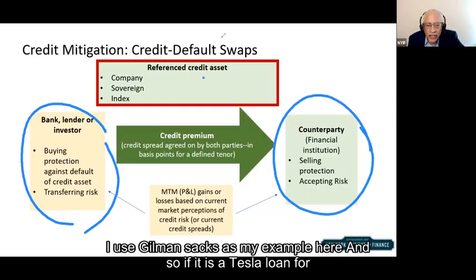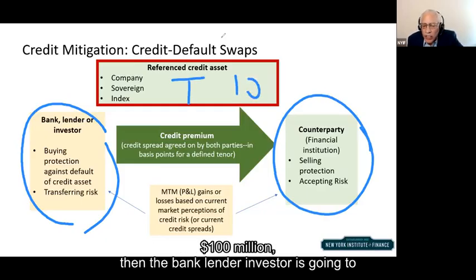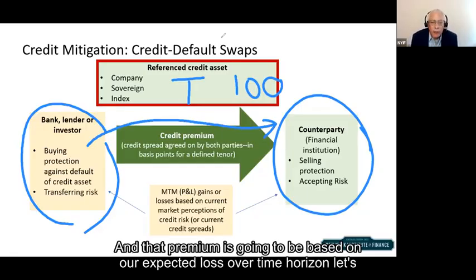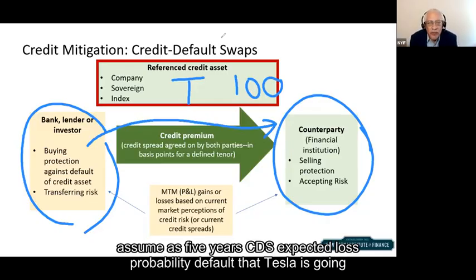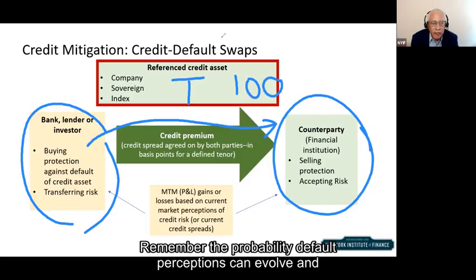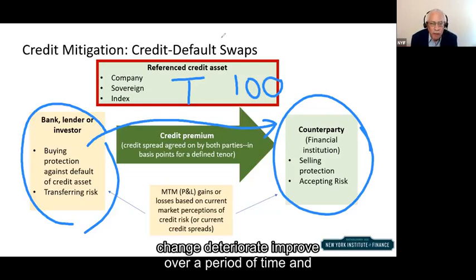And so if it is a Tesla loan for $100 million, then the bank lender or investor is going to pay a premium to the financial institution on the other side. And that premium is going to be based on our expected loss over a time horizon. Let's assume it's 5 years, CDS expected loss, the probability of default that Tesla is going to default over that 5-year period as perceived by the marketplace as of today. Remember, the probability of default perceptions can evolve and change, deteriorate, improve over a period of time.